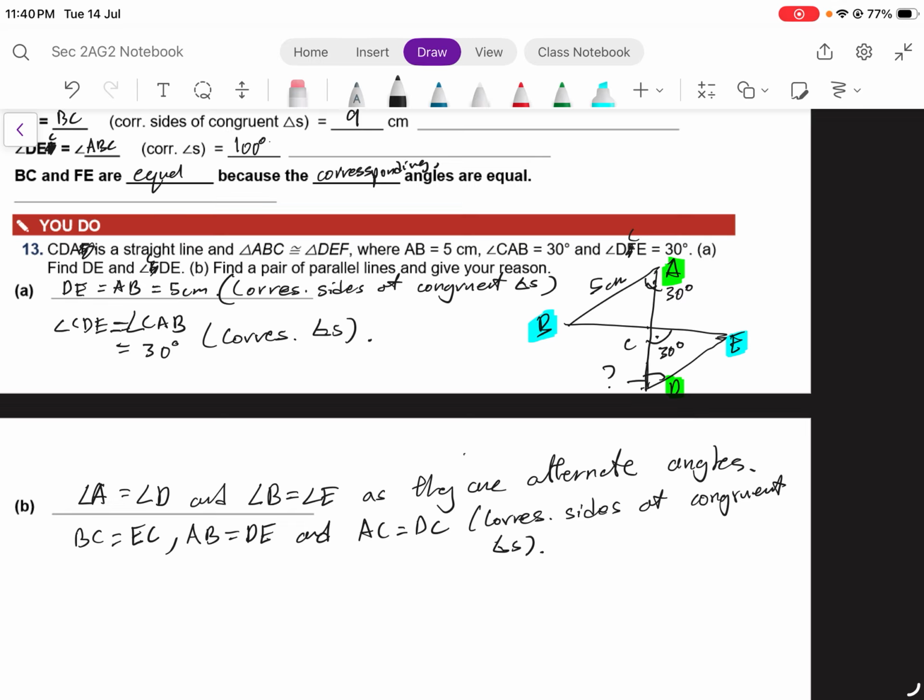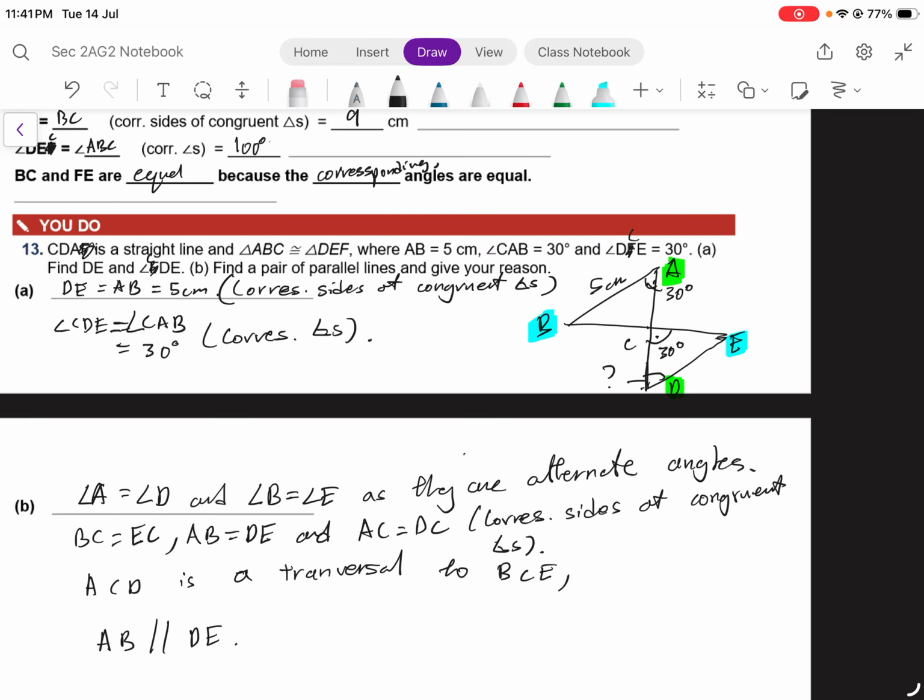Not to mention that they mention ACD is a straight line. ACD is a straight line, so B is also a straight line. So since ACD is a transversal, meaning it's a straight line, to BCE, AB is parallel to DE.